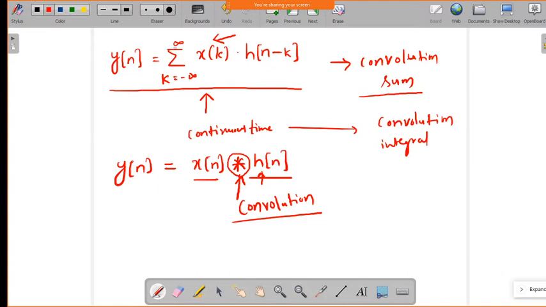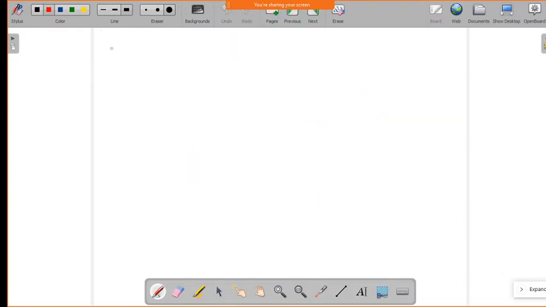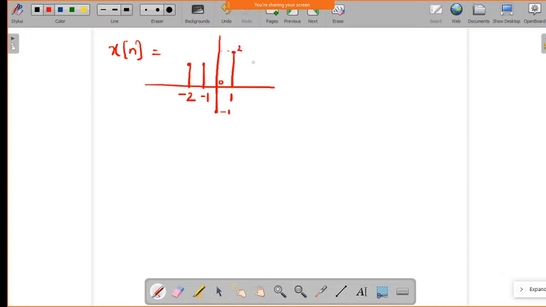Okay. So, now we will take one simple problem and try to compute the output of the system with an arbitrary input signal. We take the arbitrary input signal x of n, which in graphical representation I will take as 1 at minus 2, 1 at minus 1, minus 1 at 0, 2 at 1, and similarly at 2 it is 1.